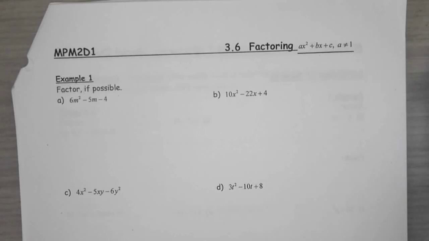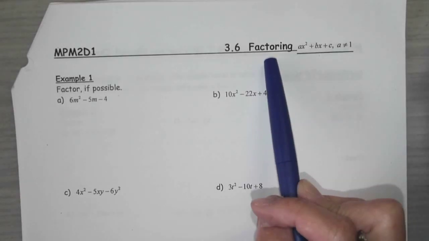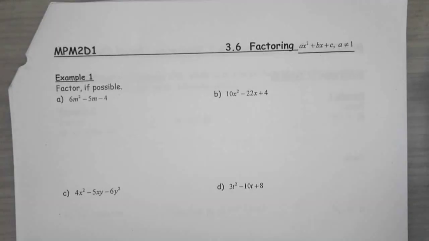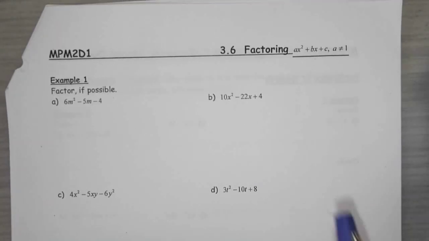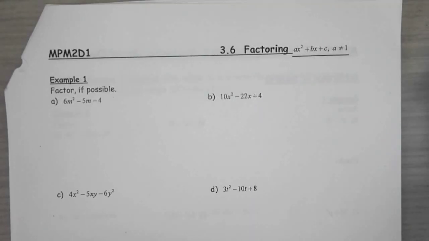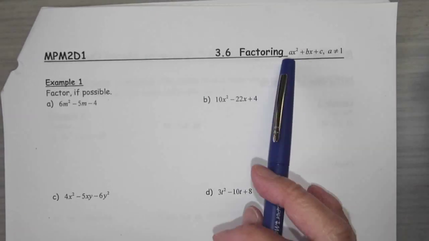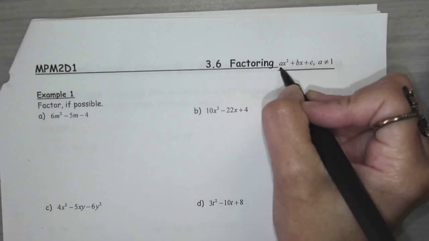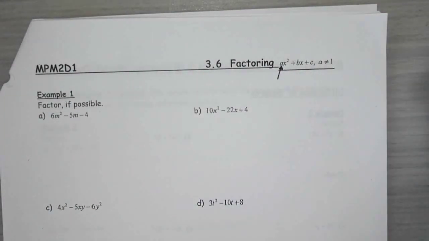Today's lesson is on factoring. Again, it's factoring. We've already looked at common factoring. We've already looked at simple factoring with a 1 in front. Some people call it type 1 trinomial. Some people call this one a type 2, where a does not equal 1. So the number in front of the x squared is not a 1.